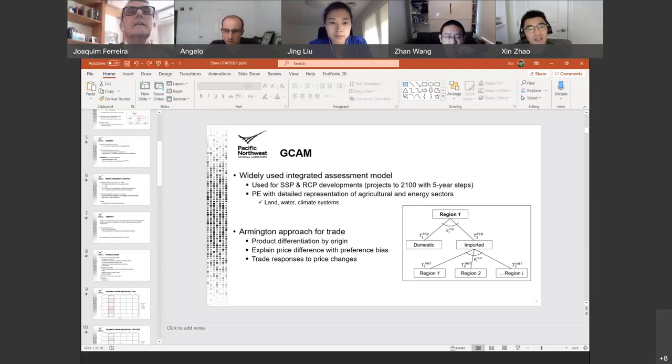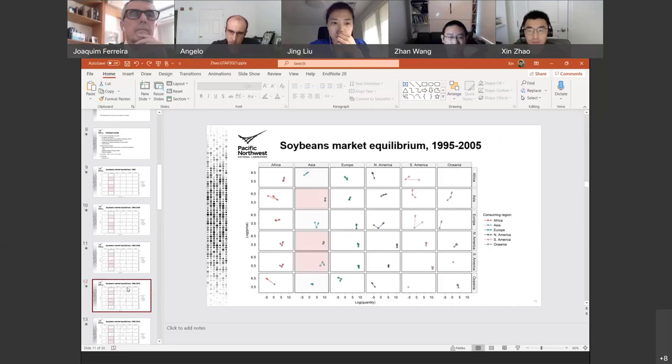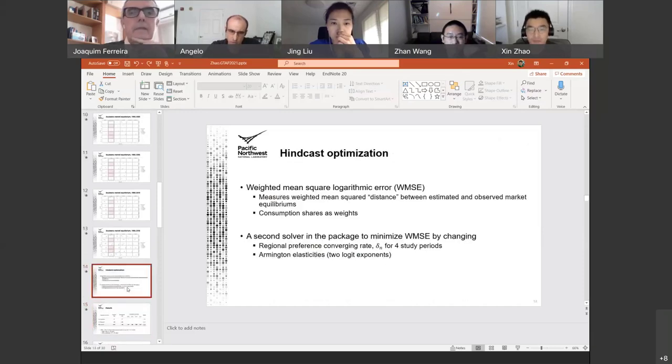Jean, I think it's very nice work. I'm trying to understand a little bit your hindcast experiment. Can you explain it a little bit better for us? Did you set up the model to try to reproduce the historical data, and by doing that, it would choose the best set of parameters for the Armington function? Is that what you did there?